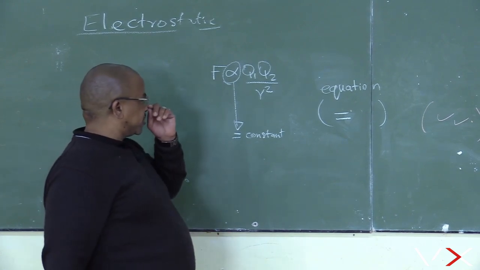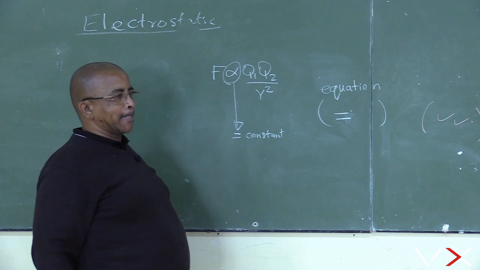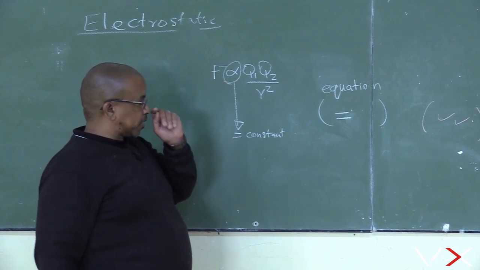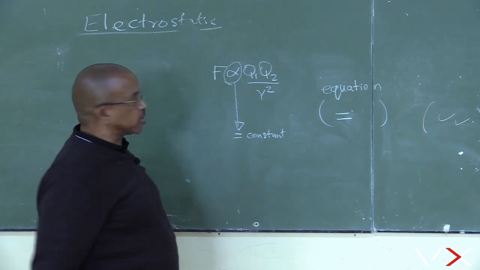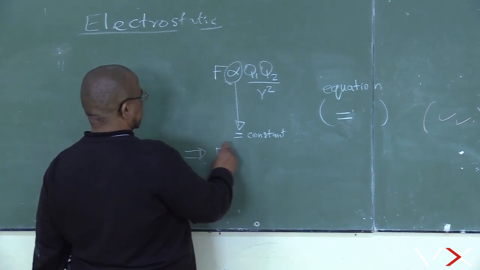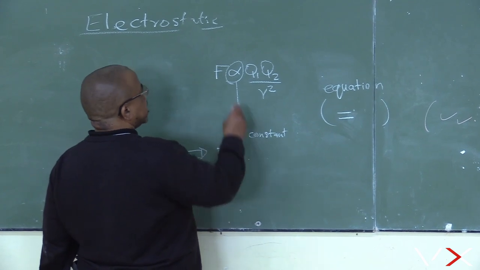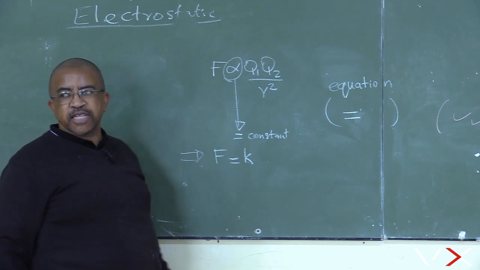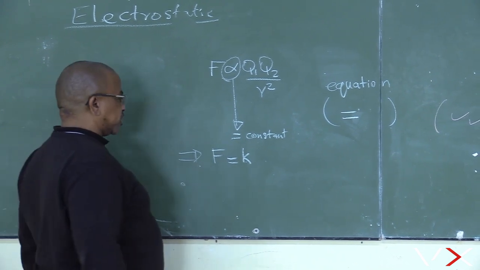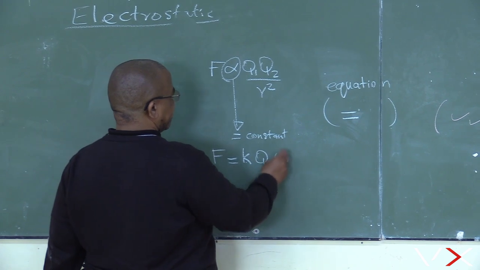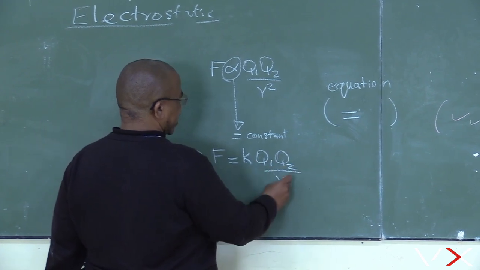Equal constant. The equal sign in this case goes with a constant. Which implies that the electrostatic force is equal to a constant. The constant is given by the symbol K, small letter K. So F is given by K Q1 Q2 over R squared.